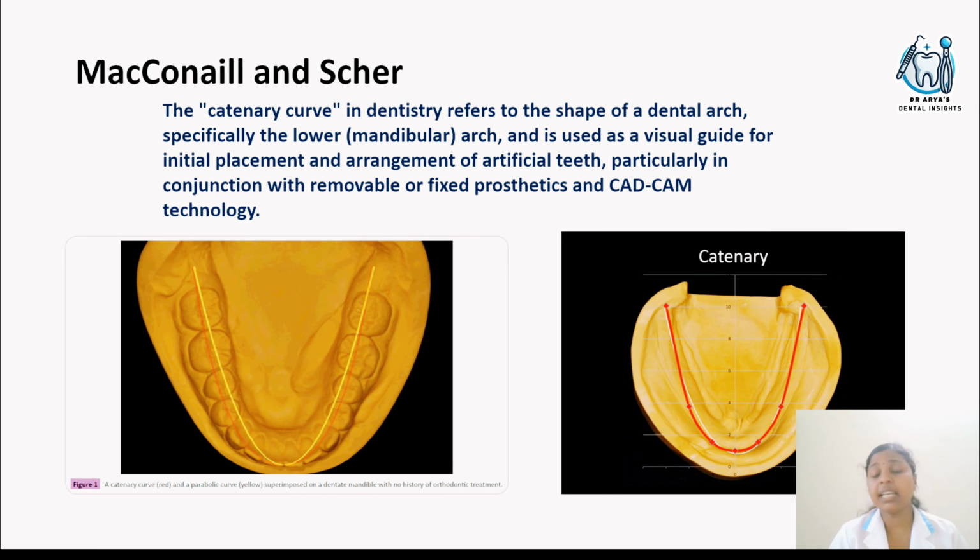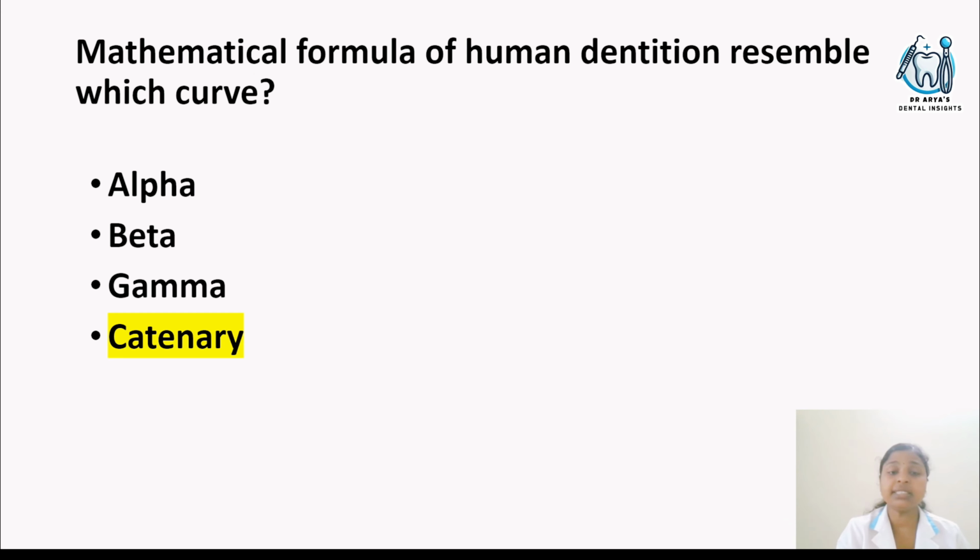So McConnell and Kerr, the catenary curve in dentistry, refers to the shape of a dental arch, specifically the lower or mandibular arch, and is used as a visual guide for initial placement and arrangement of the artificial teeth, particularly in conjunction with removable and fixed prosthetics and CAD/CAM technology. So this is the catenary curve. This red curve is the catenary curve. And this is the shape of a dental arch. So the answer is catenary curve.